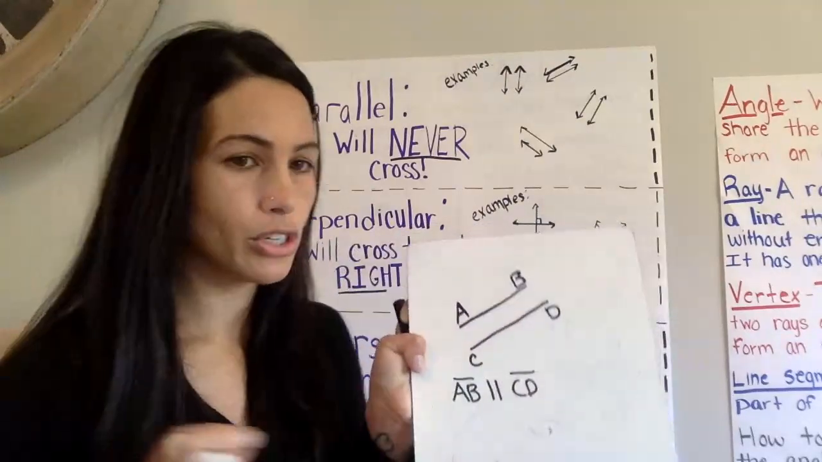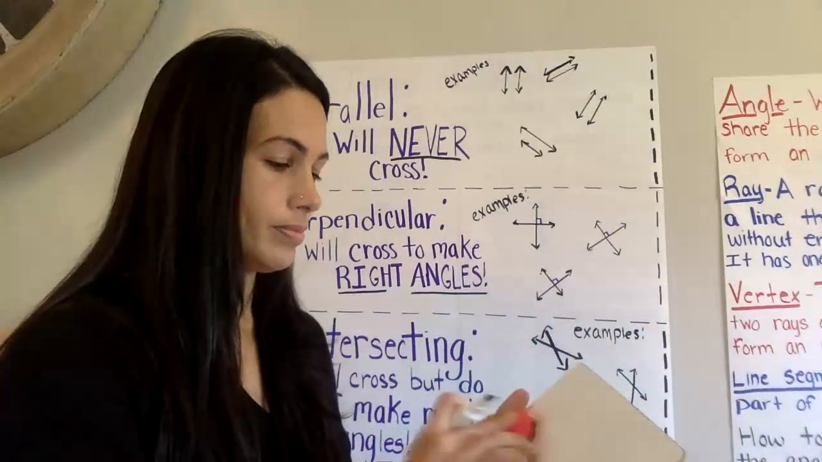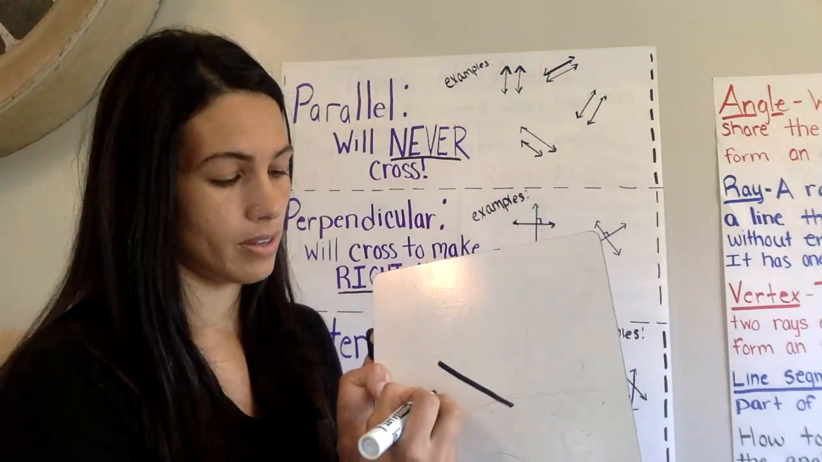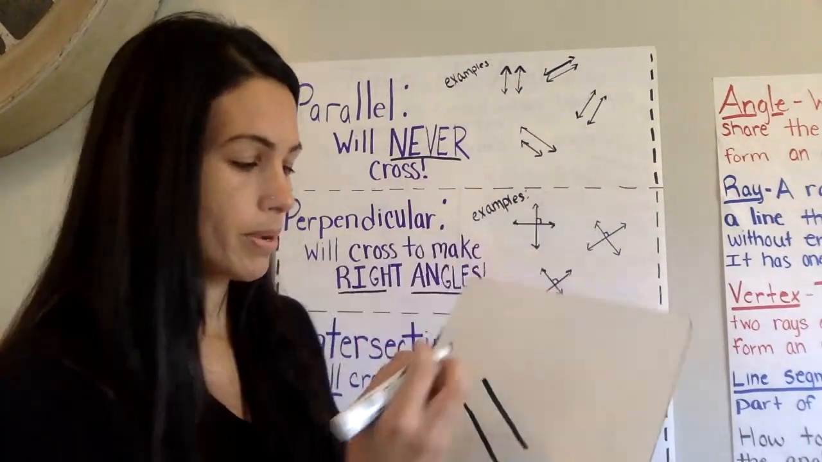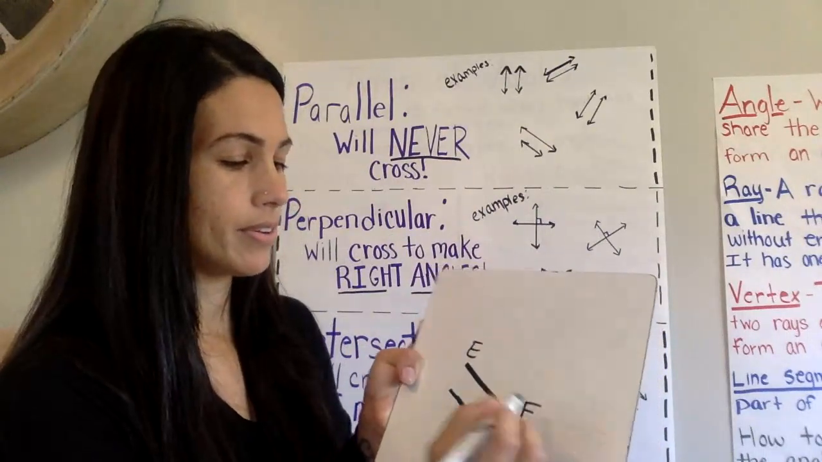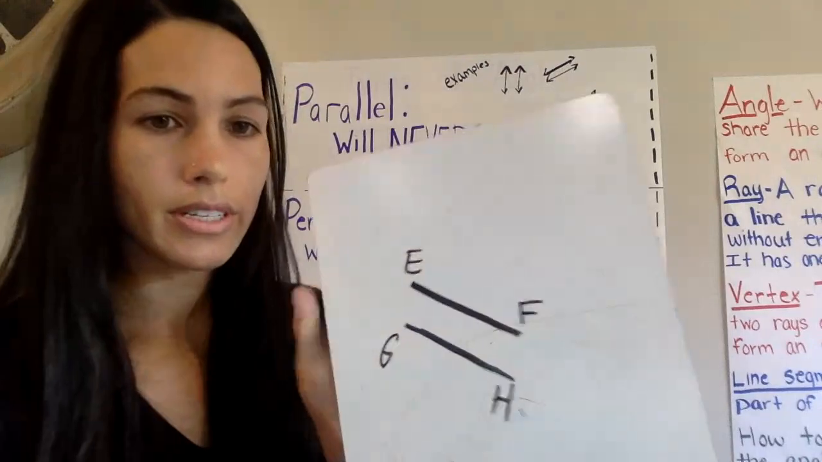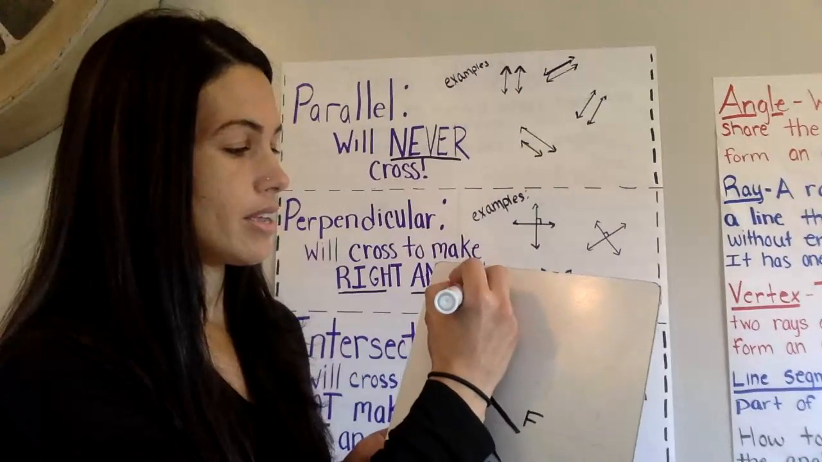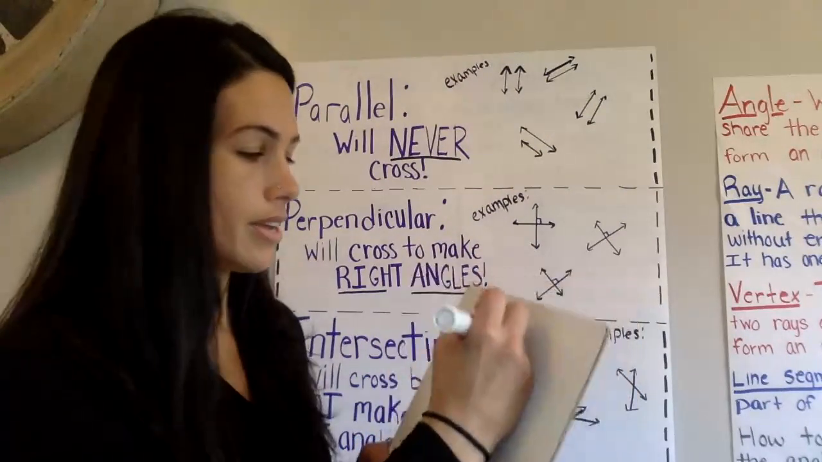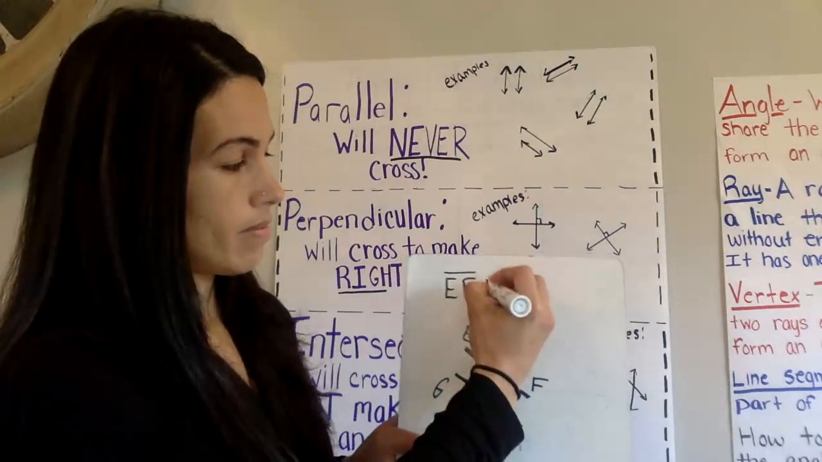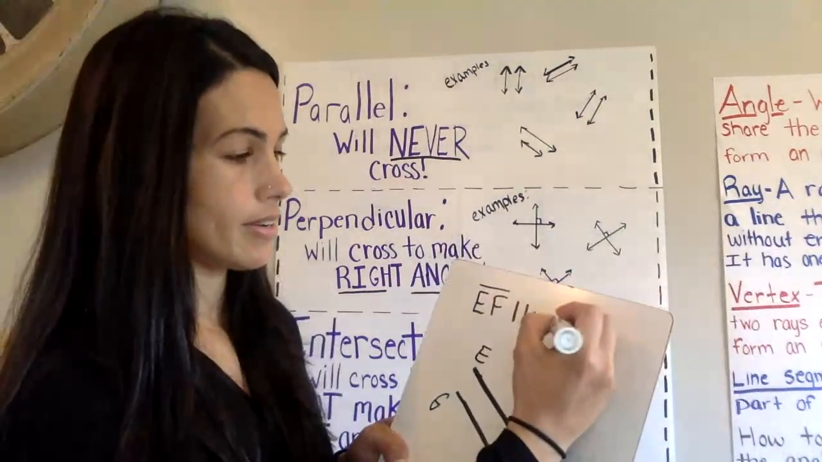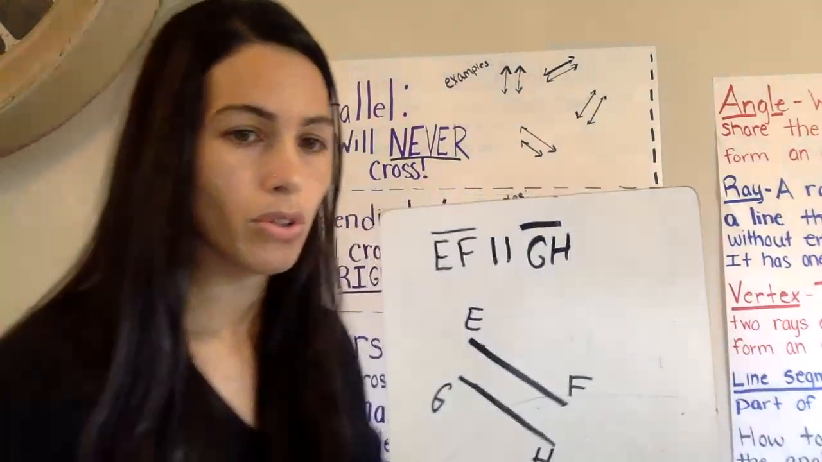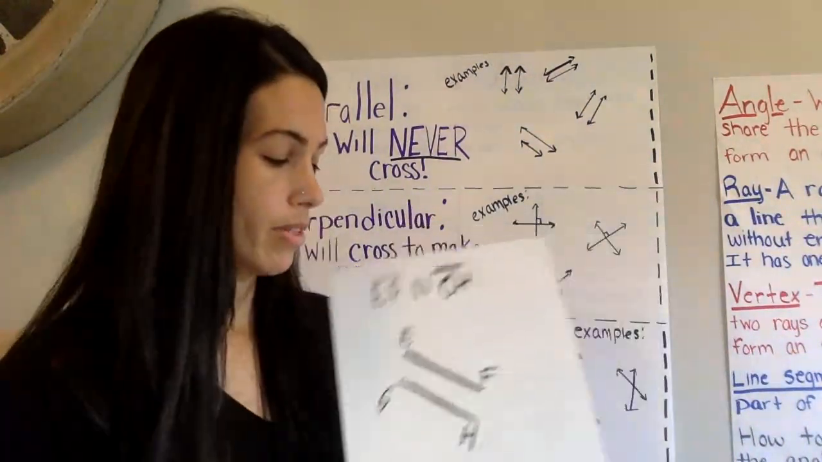Okay, if I was to do another one, let's see. Now these 2 lines are parallel. Let's call this EF, GH. These lines are definitely parallel. I know that because they're never going to cross. So if I wanted to write it, it would be line EF is parallel to GH. Okay? So that's how you write the parallel lines.